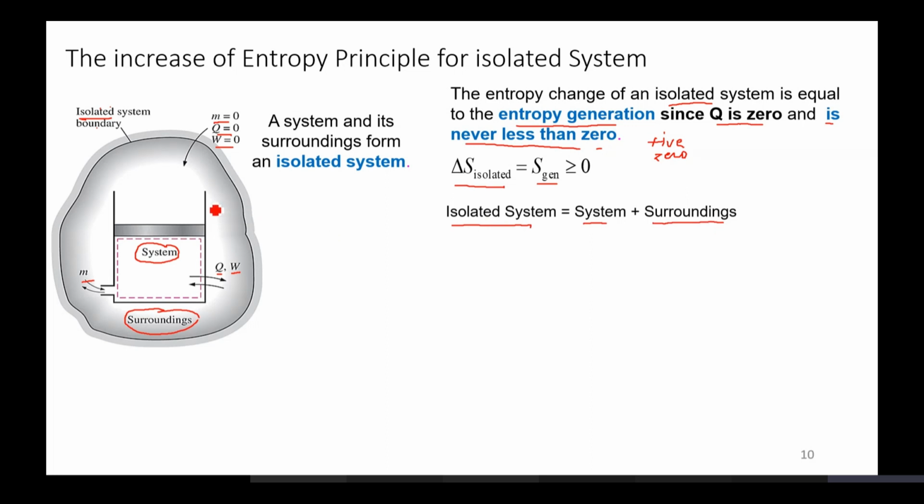And in surroundings, you have all the surroundings till you reach the boundary of the isolated system. So you can say that entropy generation is equal to the change in entropy of the total isolated system, which is composed of the system itself and the surroundings. So it is the change in entropy of the system plus the change in entropy of the surroundings, and this would be greater than or equal to zero since entropy generation is greater than or equal to zero. Clear?